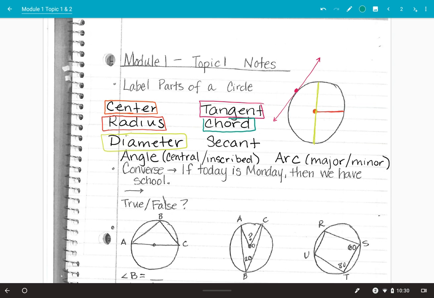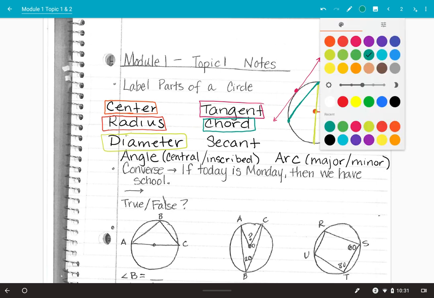Okay. Next one is going to be chord. I know it doesn't make sense, but for some reason I think of chord as a guitar. The strings of a guitar have a starting and stopping point. So I would say a chord on a circle has a starting and a stopping point. They're going to touch the edge of the circle. It can go bigger, can go smaller. Diameter could be called a chord too, okay? But it's never going to go outside the circle.